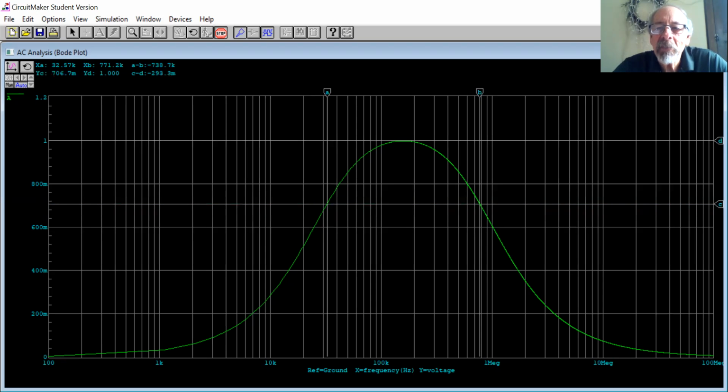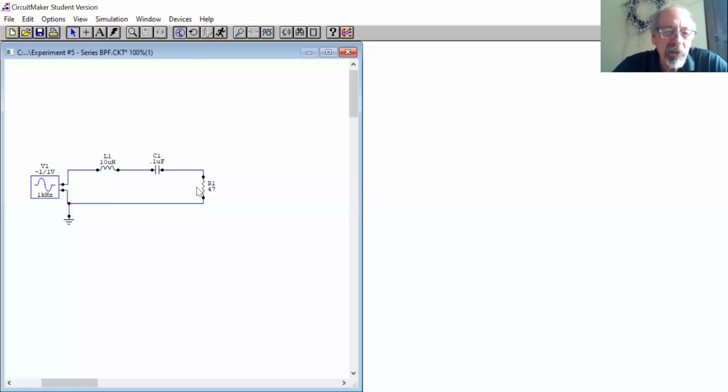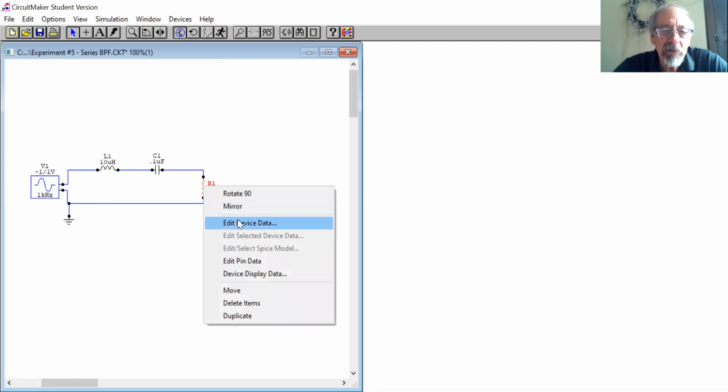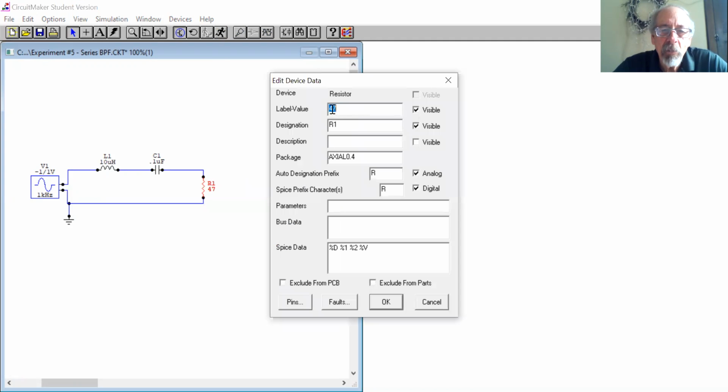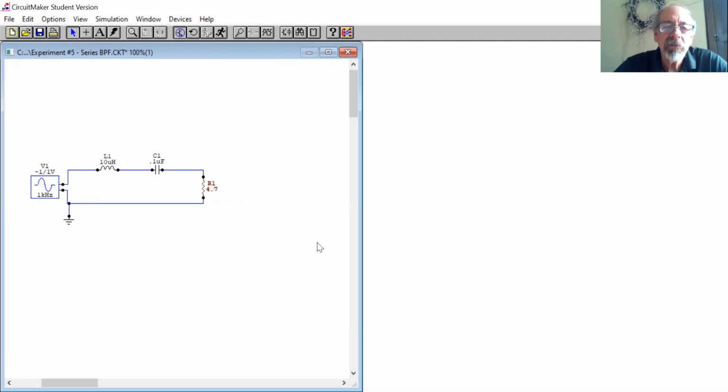Well, if we went back to the circuit, we'd have to lower this resistance. And I could do that now, which is kind of an interesting thing. Let's edit this device. Let's make it 4.7 ohms. Hit OK. It's not part of the experiment, but let's run this now. And again, it takes a little while to run, so we kind of hold our breath while it happens. Almost there. 70%, 80%, 90%.